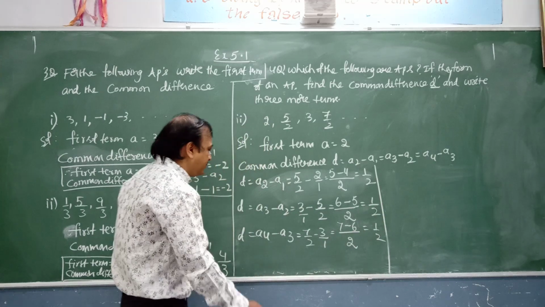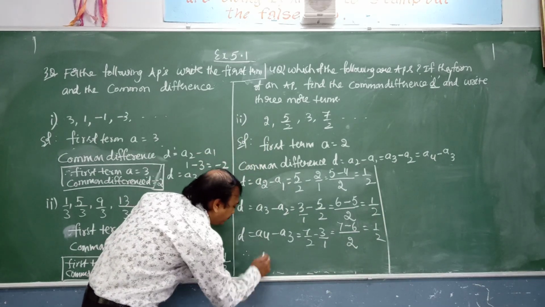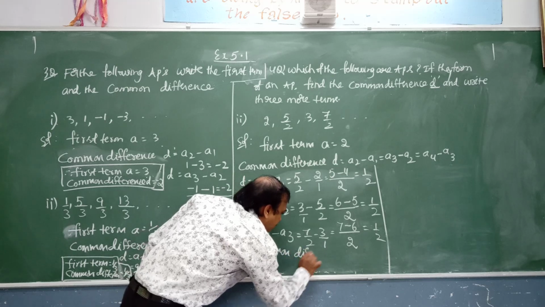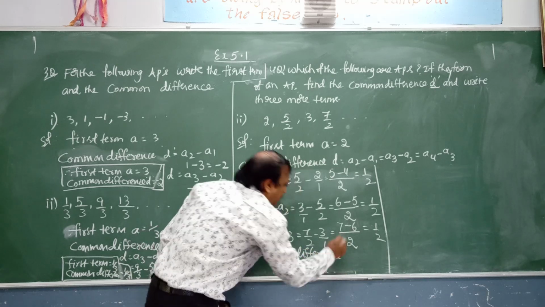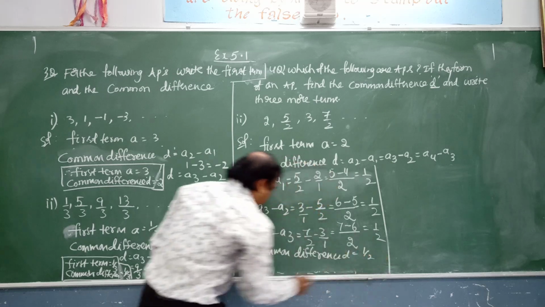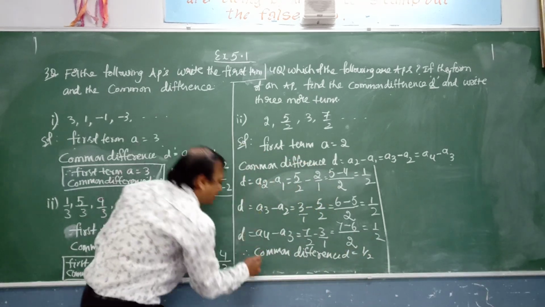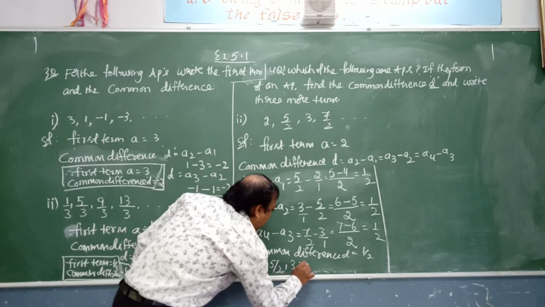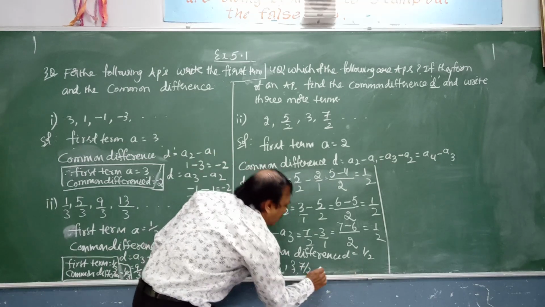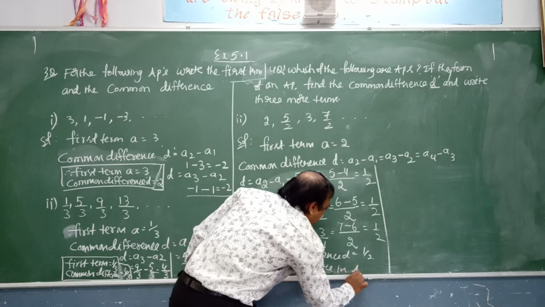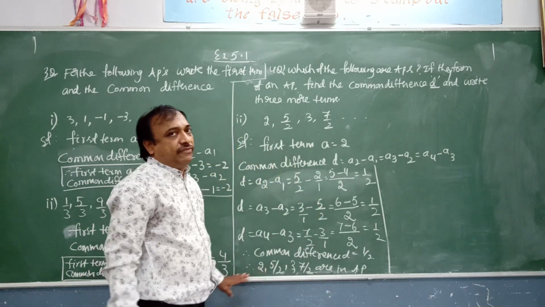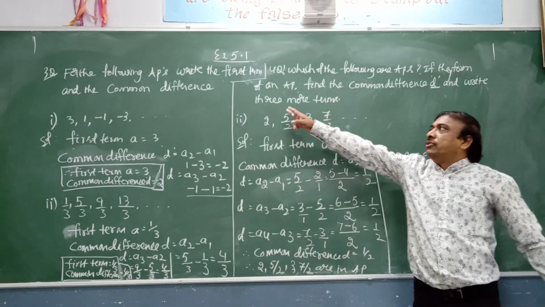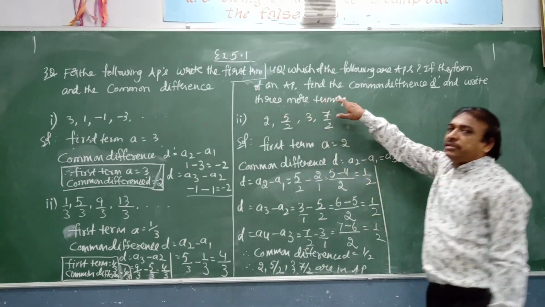Common difference is same. So therefore common difference d is equal to 1 by 2. Therefore the terms 2 comma 5 by 2 comma 3 comma 7 by 2 are in AP. They form an AP. If the terms form an AP, write three more terms for this.